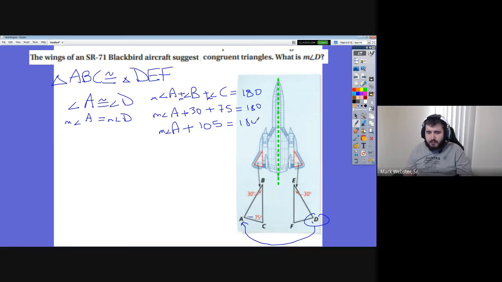105. And then subtract the 105. So the measure of angle A is 75. So the measure of angle D had better be the same. So the measure of angle D is 75 degrees as well. Right? Because we know angle A and angle D are corresponding parts of congruent triangles. So they must be the same as well.